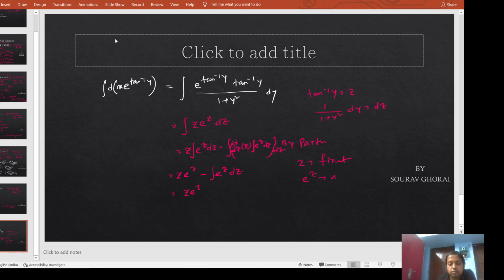So it will be z e^z − e^z + c, and on the left-hand side we get x e^(tan⁻¹y). From here we get (z − 1) e^z + c. If we put in the value of z, we get (tan⁻¹y − 1) e^(tan⁻¹y) + c, or x = (tan⁻¹y − 1) + c e^(−tan⁻¹y), where c is the arbitrary constant.